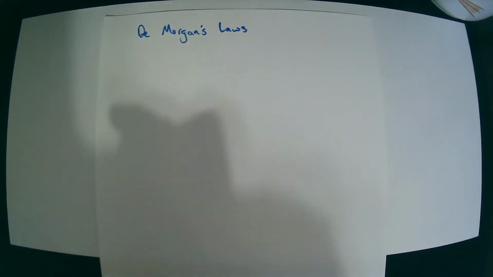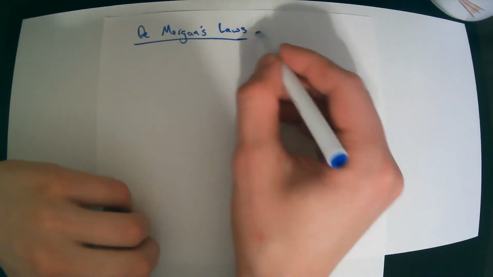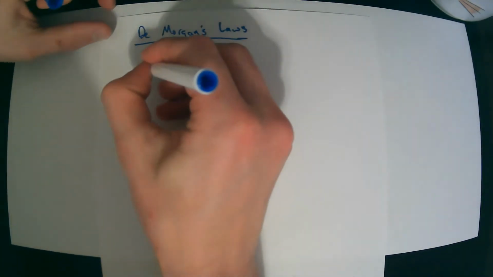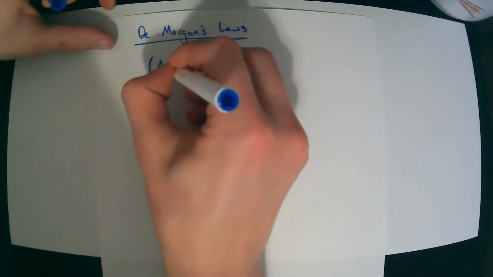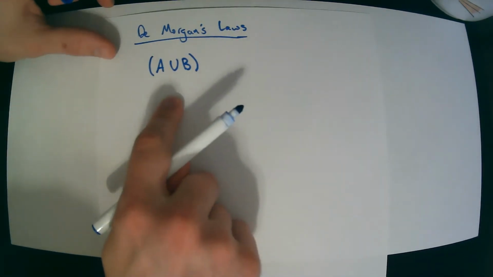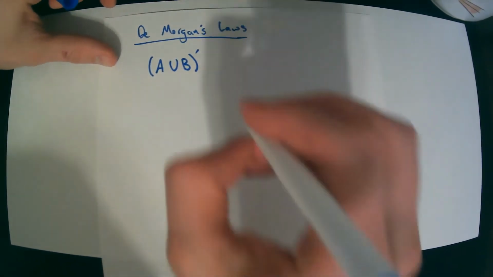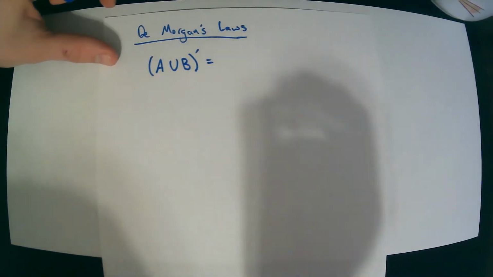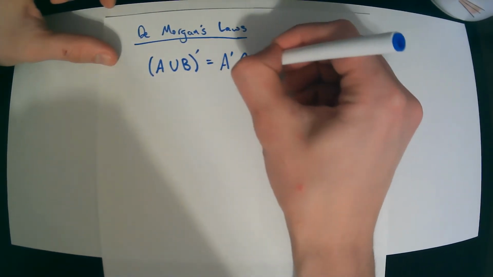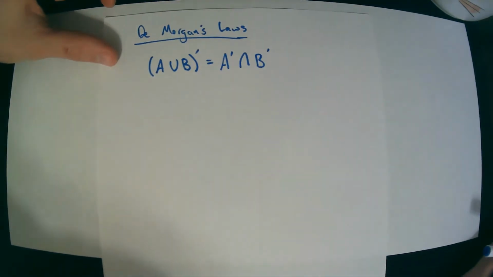De Morgan's laws. These are a couple of laws dealing with operations of sets and complements of sets that are pretty interesting. I'll just get straight to it. This is what they say. If I take the union of two sets, and these are any two sets, and then take the complement, that is the same as having the complement of the first one intersected with the complement of the second one.